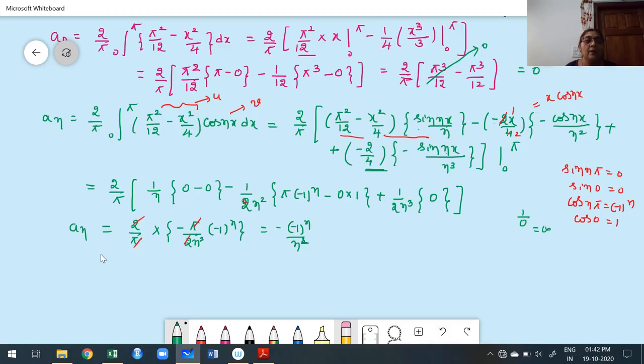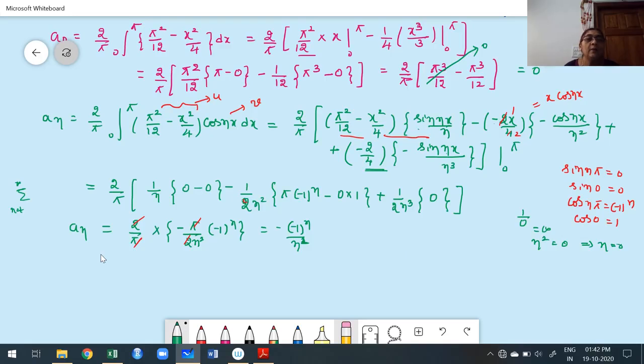But keep in mind, we are expecting a_n for all values of n from 1 onward to be a finite value. That's why you are not bothered about the numerator, only worried about the denominator. For what value of n do we get 0? Our summation is ranging from 1 to infinity. What is the denominator factor here? n square. n square is 0 when n is 0.